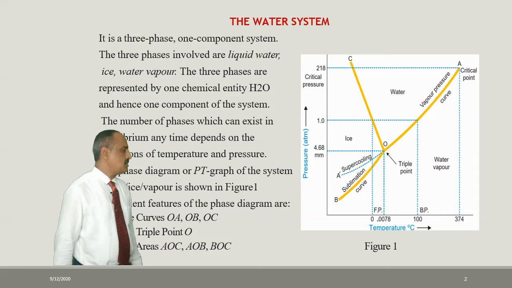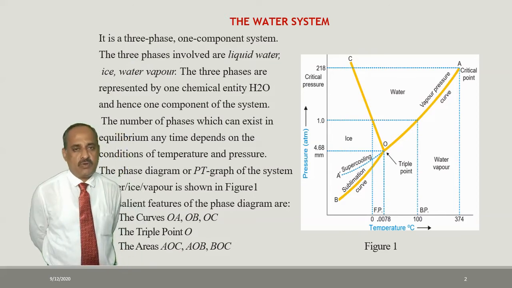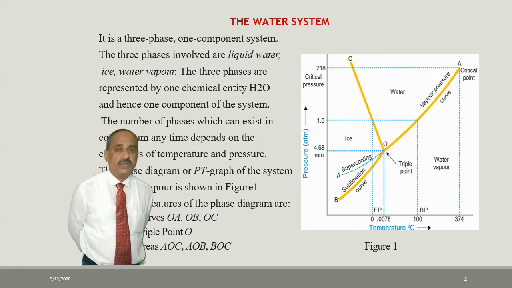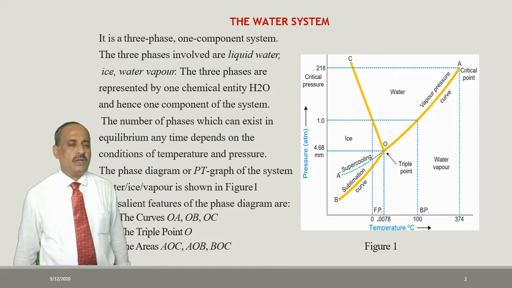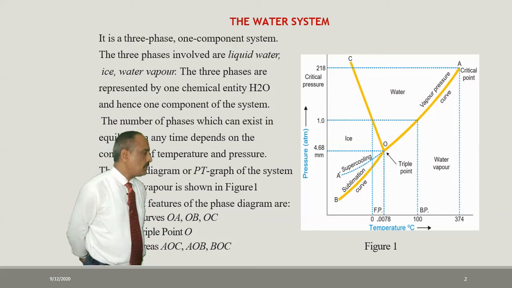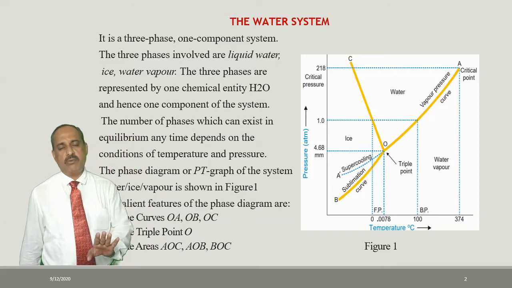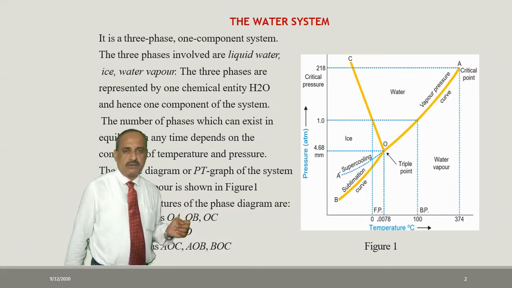So, you can see in the diagram, or if we consider the phase diagram of the water system. Now, this is a very interesting diagram, you can understand it very clearly, and it is very simple. So, if you see here, the phase diagram of water system, or pressure temperature graph of the system, that is water, ice and water vapor, is given in figure 1.